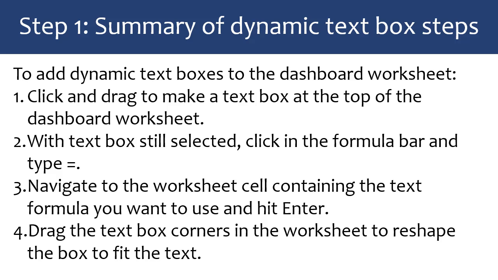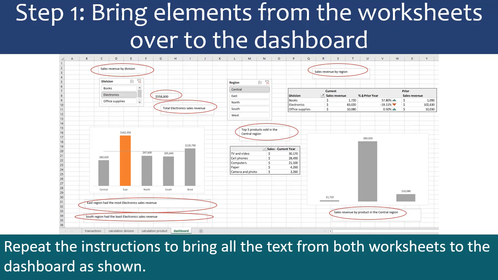To summarize these steps we just performed to get the dynamic text strings into the dashboard worksheet, here are the steps. 1. Click and drag to make a text box at the top of the dashboard worksheet. 2. With the text box still selected, click in the formula bar and type equals. 3. Navigate to the worksheet cell containing the text formula you want to use and hit Enter. 4. Drag the text box corners in the worksheet to reshape the box to fit the text. Repeat the dynamic text box steps to bring all the text from both worksheets to the dashboard as shown.